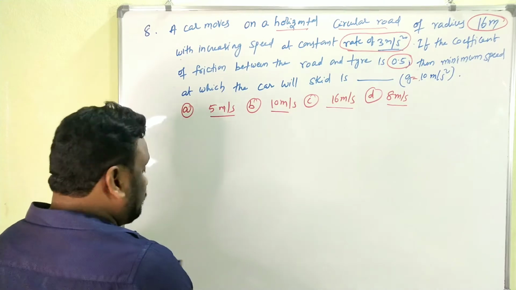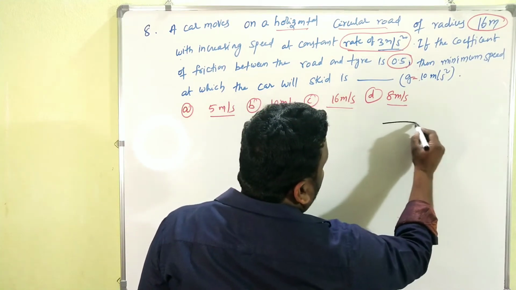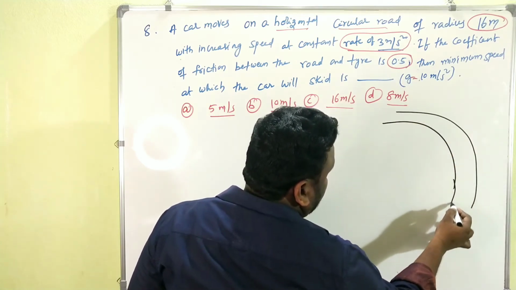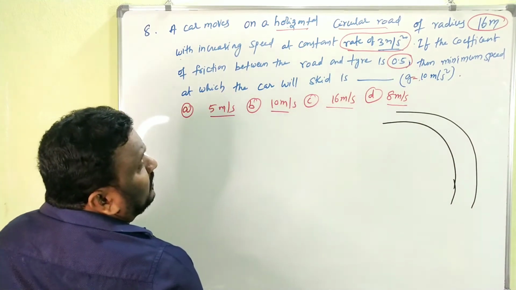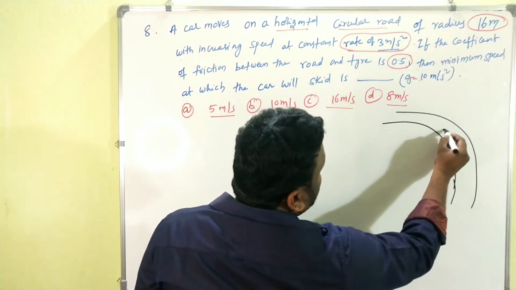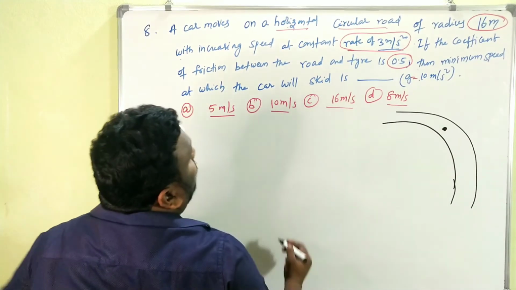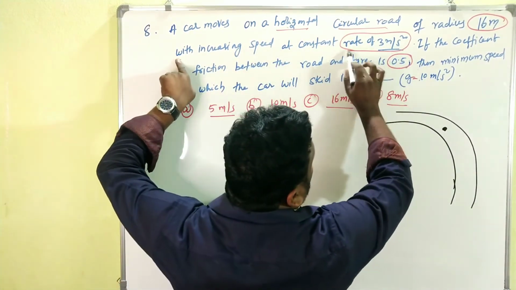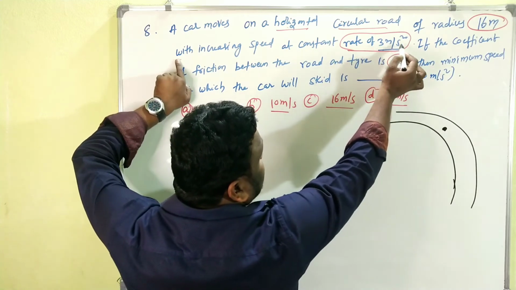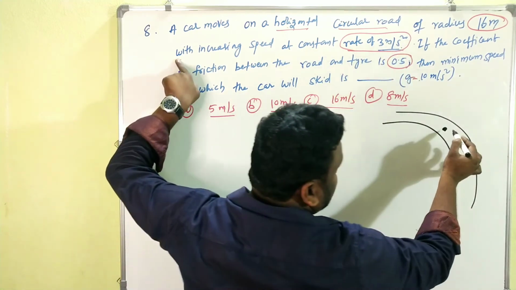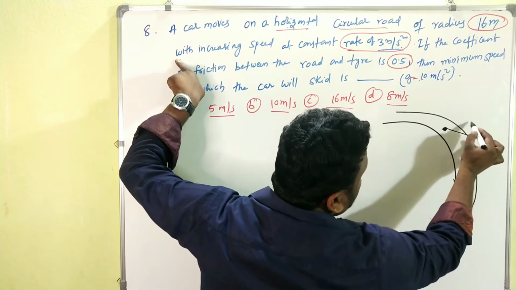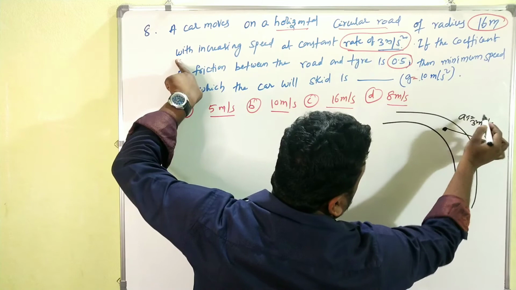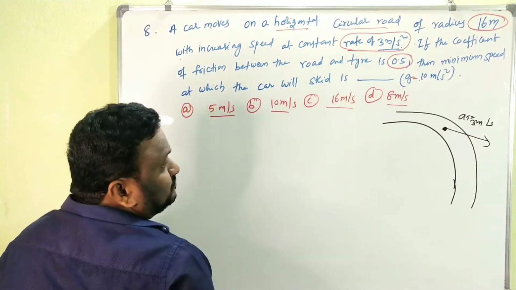Very simple. It is one horizontal curved road. So the car is coming in this way. This is the circular road and this is the position of the car. Here the car is increasing its speed at a constant rate of 3 meter per second square. 3 meter per second square means what? It is acceleration. That's why this is the tangential acceleration, 3 meter per second square. I am going to call it AT, the tangential acceleration.